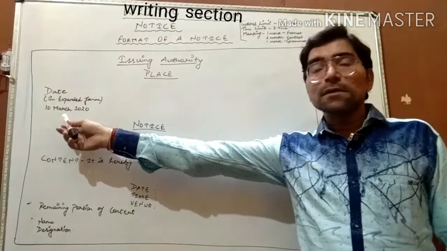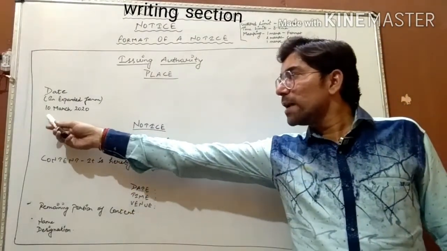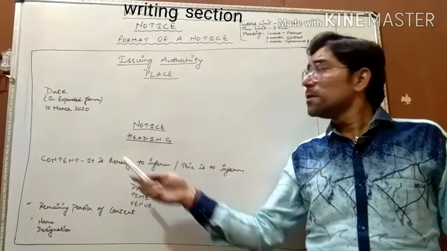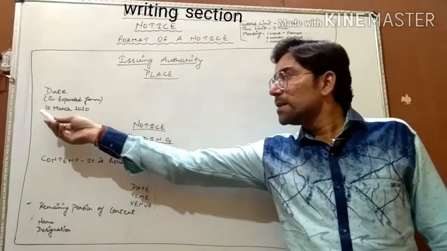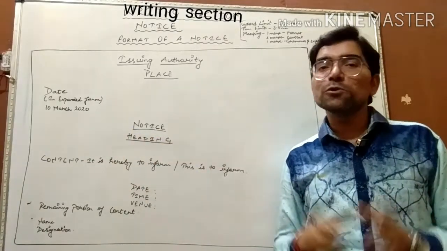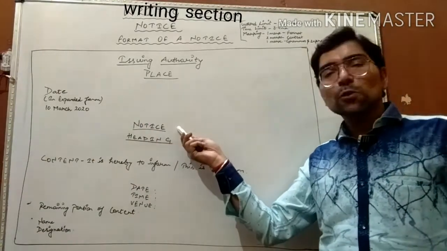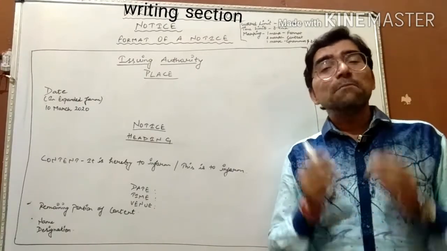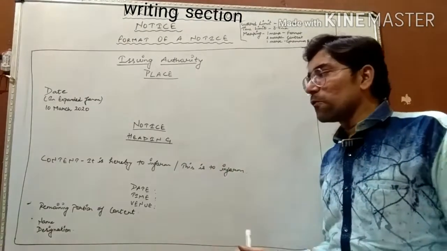Next is date. Date should be written in expanded form. Now what is this expanded form? For instance, you have to write 10 March 2020 in this manner: 10 March, the name of the month should be written in words, March 2020. Next, notice and then heading. Heading shouldn't be too long. Maximum 3 to 4 words. Heading should comprise 3 to 4 words.